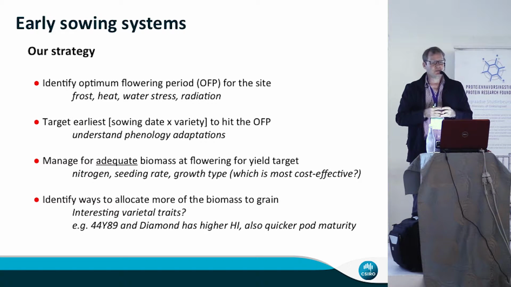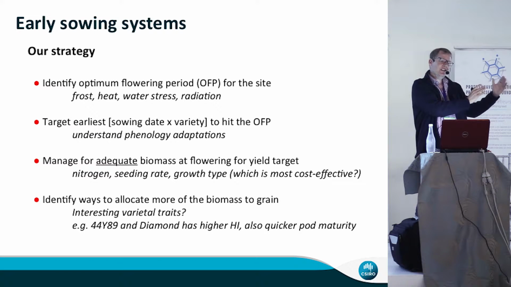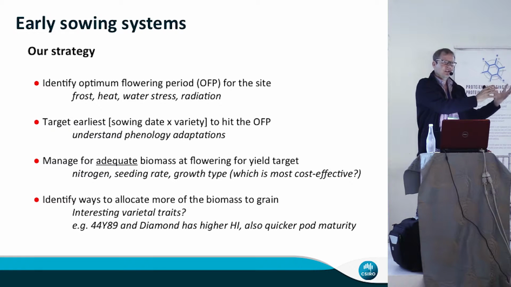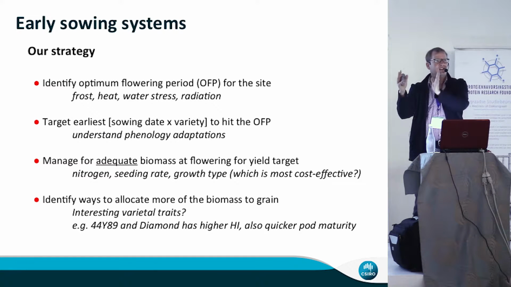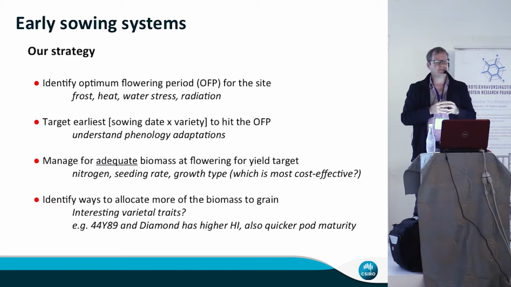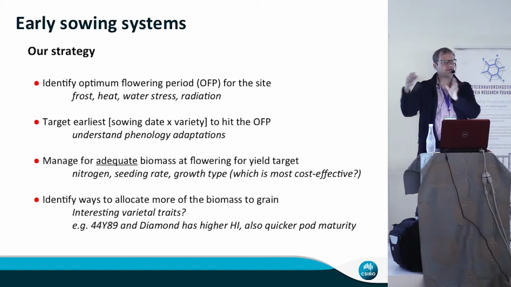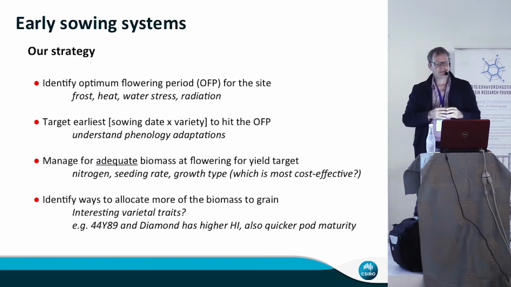And what we find is if you understand the flowering period, what you need to then do is target the sowing date and variety combination that'll hit that flowering period. If you just change the sowing date with the same variety, and you don't understand that variety's response to day length and temperature, then you can have things flowering right out of their window. So as we've moved our sowing time earlier, we've had to think about the varieties we're using and make sure that those varieties are adapted to still hit that flowering period.